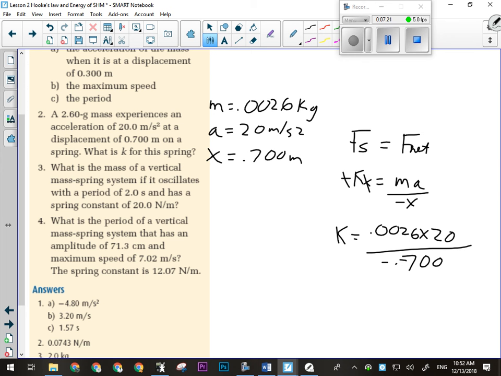If I forget that, then I'm going to get k for a negative and go, oh, whoops, I did something wrong. k can't be negative, and I'm going to shake it off and say, oh, I got by that one anyway. So when we do that, we should end up with 0.0743 newtons per meter as our answer for that one.